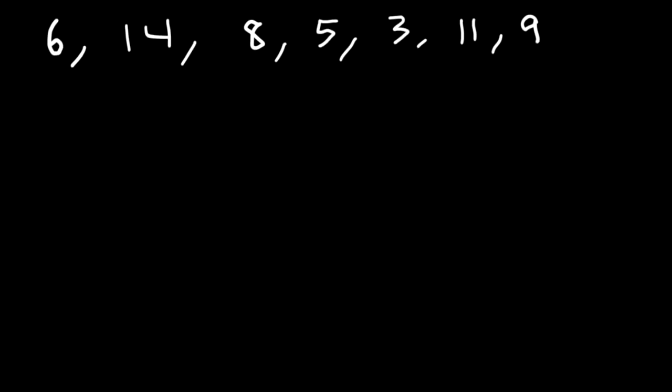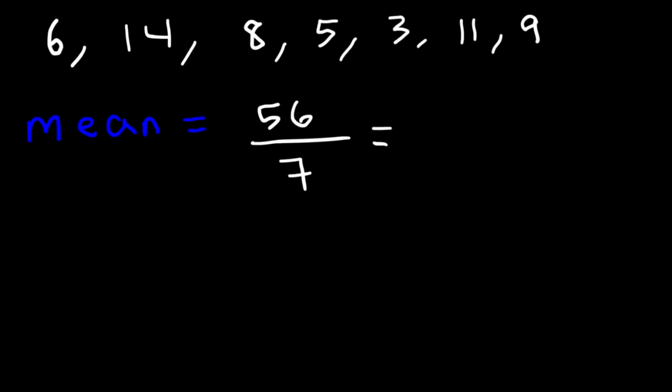So let's start with the mean. So let's find the sum. Let's add up the 7 numbers. 6 plus 14 plus 8 plus 5 plus 3 plus 11 plus 9 adds up to 56. And there are 7 numbers, so we're going to divide it by 7. 56 divided by 7 is 8. So the average, or the arithmetic mean, is equal to 8.